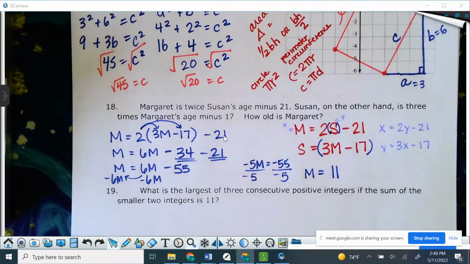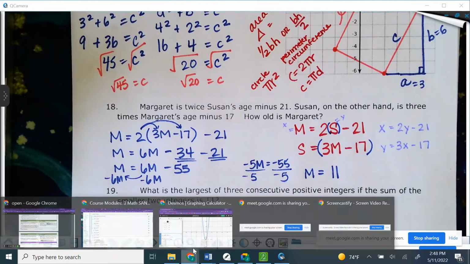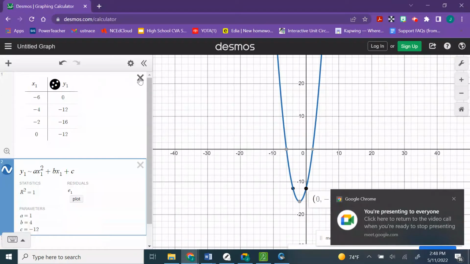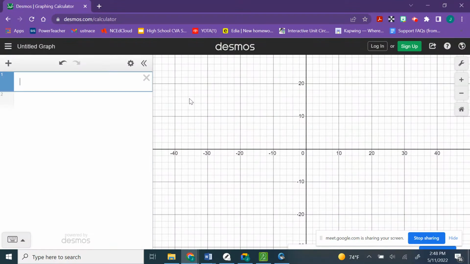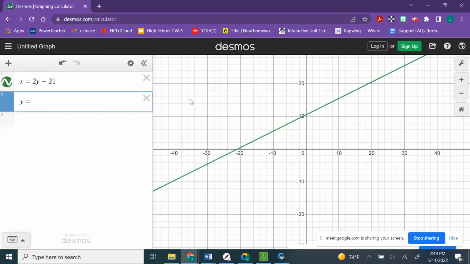But because we're here and we have Desmos working, I'm going to go over here to Desmos, and we're going to check it out and see if we did our math right. So the first equation in this case, and I'm going to go at it like a student would and not do anything crazy, x equals 2y minus 21. So all you had to be able to do is set up that equation, and then y equals 3x minus 17.